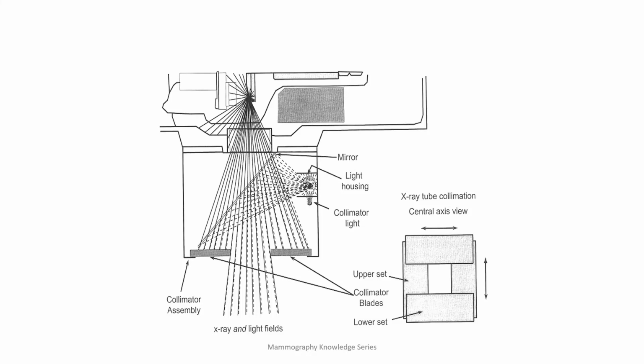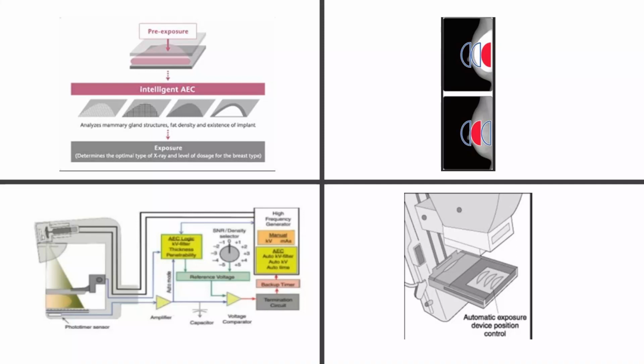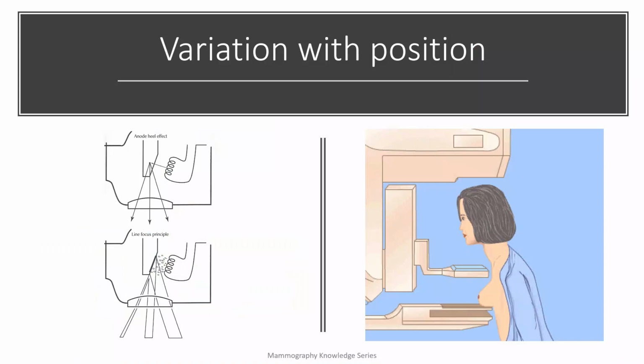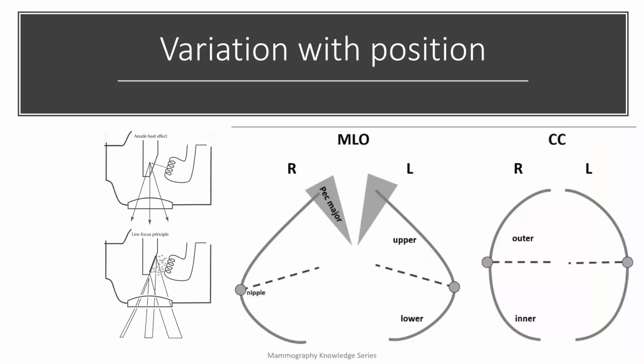This graphic demonstrates two types of automatic exposure control, the old AEC and the intelligent AEC that is being used more today. The intelligent AEC system is more accurate in the data it sends to the computer to control exposure. Understanding the X-ray tube positioning and angle will help you in positioning the patient. The two primary positions for mammography, of course, are the medio-lateral oblique and the cranio-caudal position.